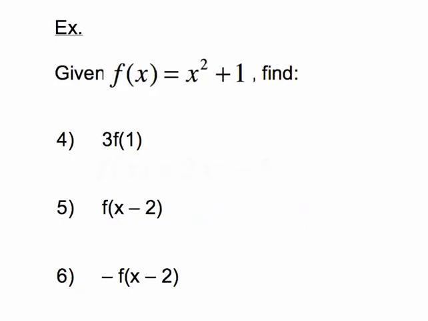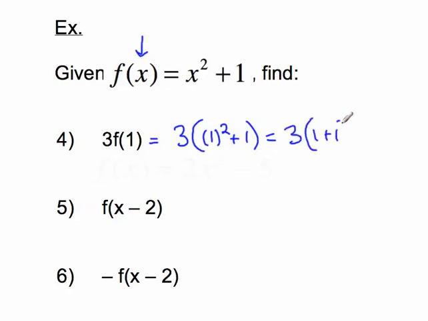Still with the same function, f of x is equal to x squared plus 1. First example, now it's asking us to find 3 times f of 1. So on the left side, we've multiplied the whole thing by 3 and we've substituted in a 1 here. So we have to do the same thing on the right-hand side. 3 times, that's going to be 1 squared plus 1. So that is 3 times 1 squared is 1 plus 1 is going to be equal to 3 times 2, which is equal to 6. So 3 times f of 1 is equal to 6.